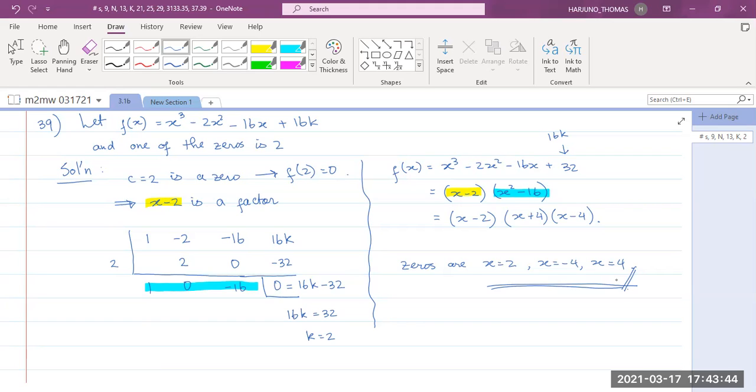Okay, that's for number 39. I hope 3.1 and 3.2 become something quite strong for you. Let's take a break. We come back at 10:55. And at that time, we will go on to 3.3.